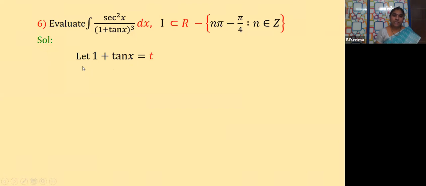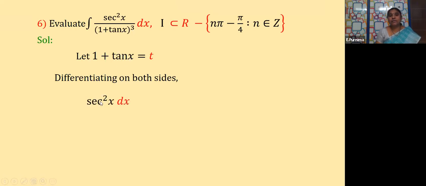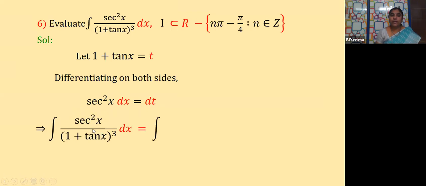So now what is our next step? Differentiating on both sides. What do we get? Constant derivative is 0. Tan x derivative is secant square x dx is equal to dt. Now that means our numerator term has now changed to dt. Now what is our sum now? Integral of secant square x by 1 plus tan x whole cube dx is equal to dt by t cube.